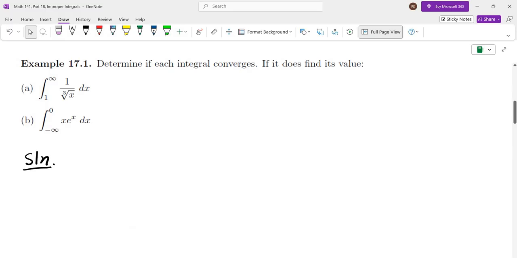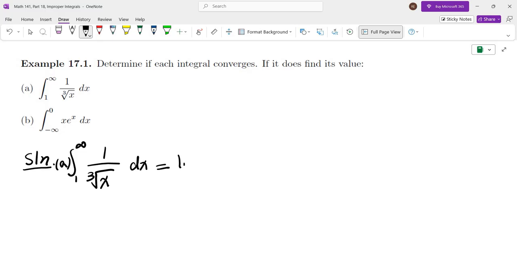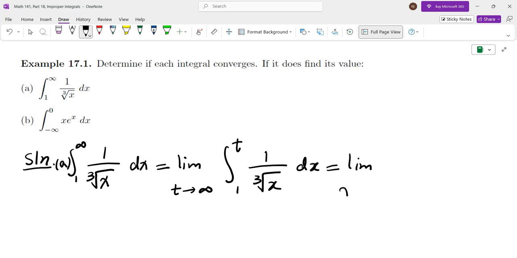The first one is asking us to evaluate the integral from 1 to infinity of 1 over cube root of x dx. And if it converges, we want to find its value. So let's use what we just learned. So we write this down as the limit as t approaches infinity, integral from 1 to t, 1 over cube root of x dx.